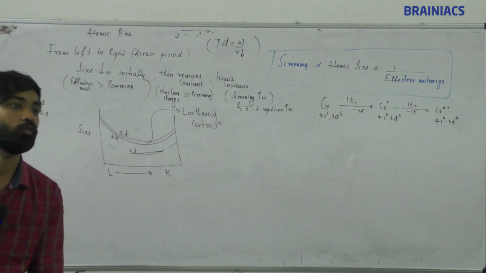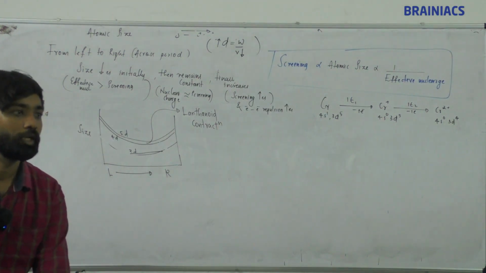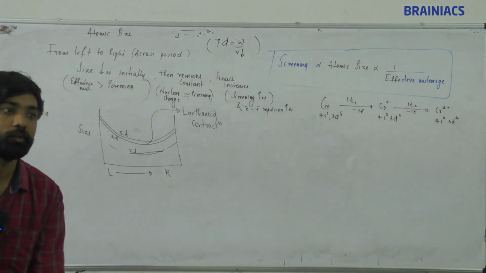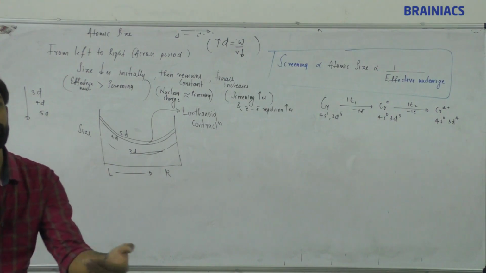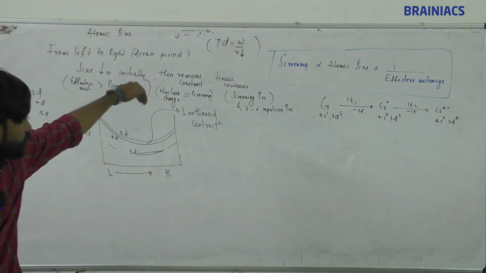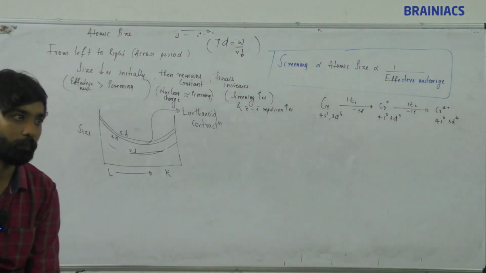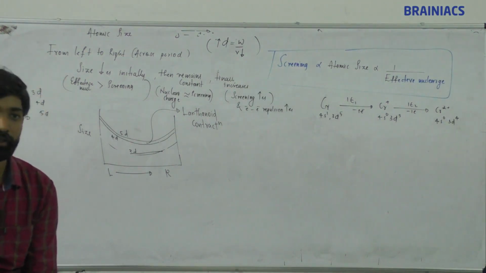That is the inverse trend of what? Inverse trend of size. From left to right, size initially decreases, which means volume decreases, density increases. So it is the inverse trend of size. Ready? So now next point.